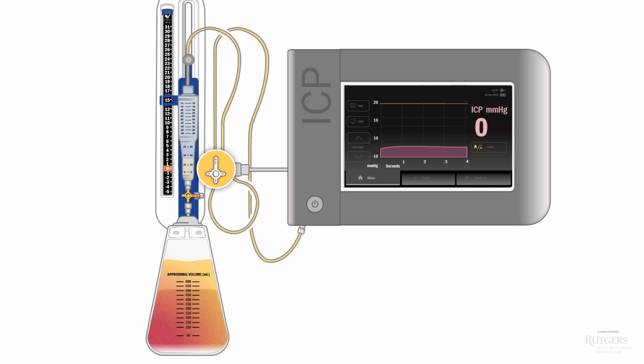What happens when the stopcock is turned to allow flow from the drainage system to the transducer? Well, most likely it means someone has made a mistake, but if the system is working properly, it should read 0.